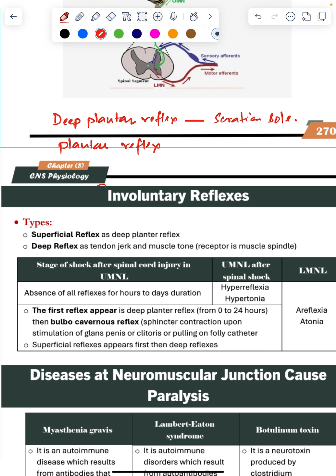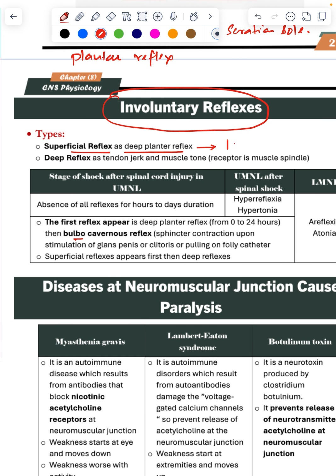So superficial reflexes, there are two types of involuntary reflexes. Superficial reflex, also called deep plantar reflex. Here you are touching, scratching the skin. Other superficial reflexes are the bulbocavernous reflex, where you stretch the glans and there will be elevation of the testis. That is called bulbocavernous, or sphincter contraction upon stimulation of the glans.